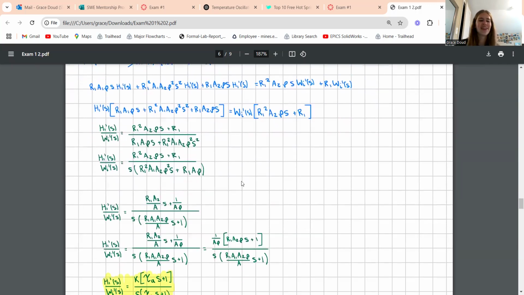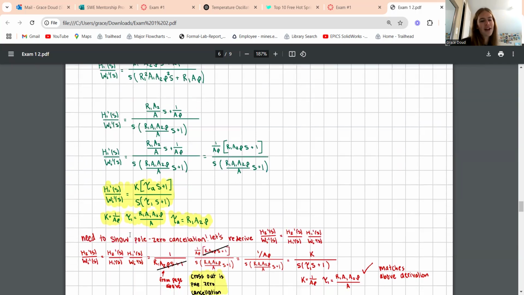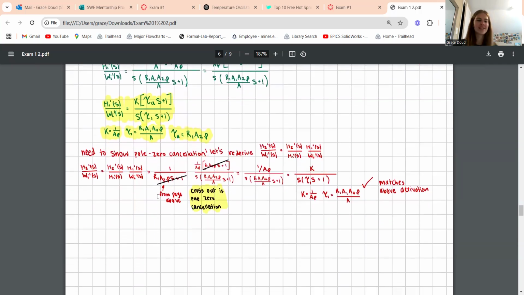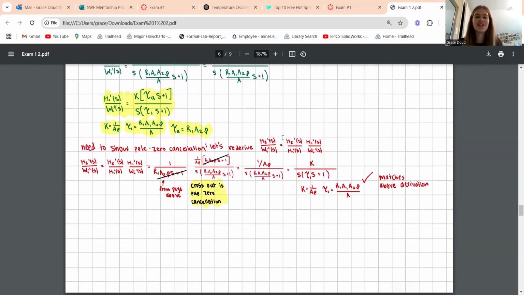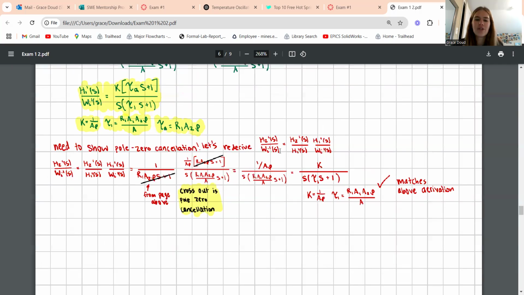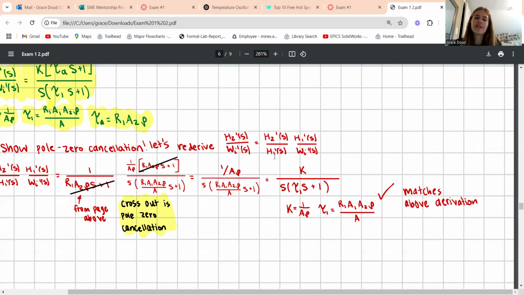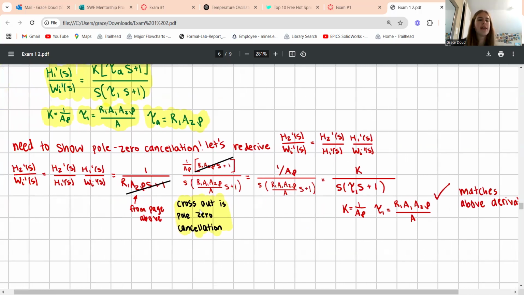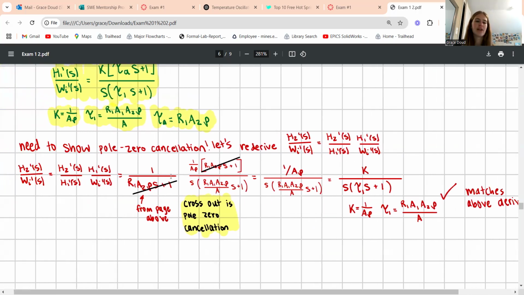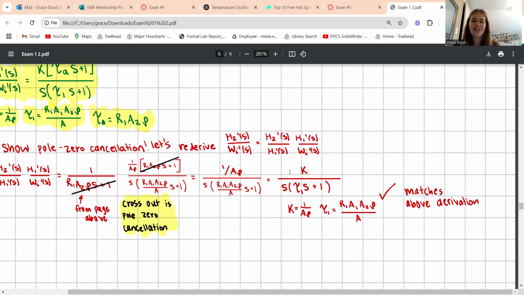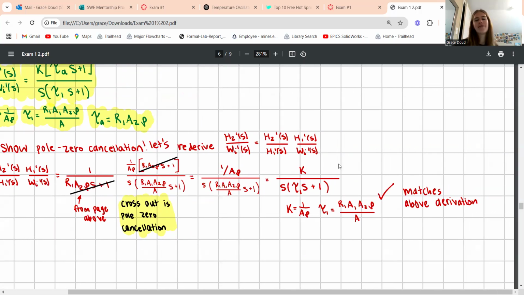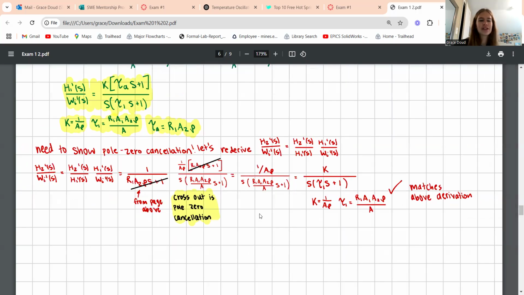Okay, and then same thing, got it into standard form, got all my constants, and then I realized that I forgot to show the pole zero cancellation. So I re-derived H2 of S over Wi of S as two transfer functions multiplied, and then I was able to show that these two will cancel, and that was my pole zero cancellation. I'm not really sure where it happened in my first derivation, but I couldn't spot it. So there it is. It matches my above derivation, so that was great.